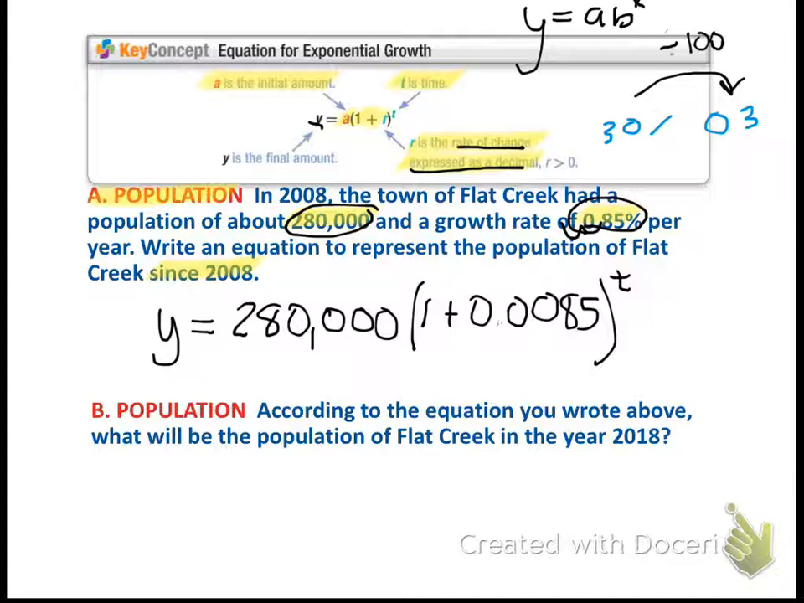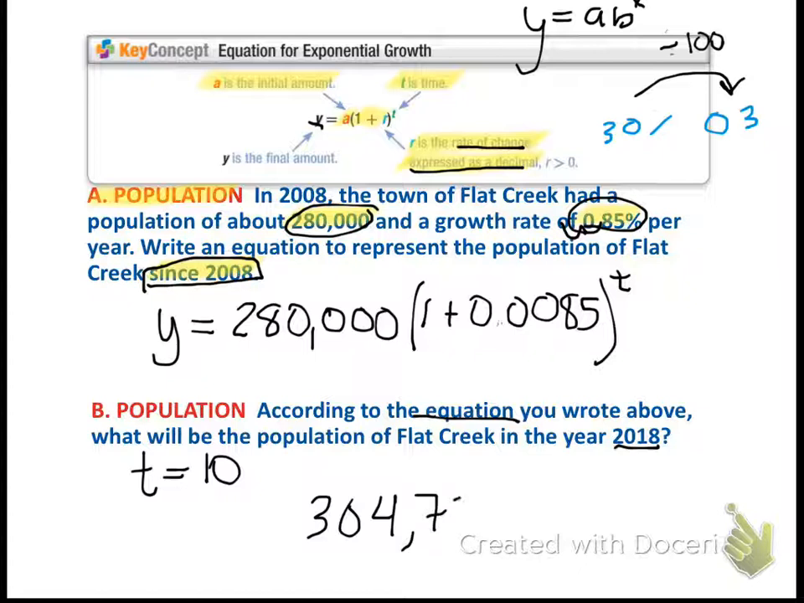Okay, so in part B here, it's asking us to use the equation we wrote to find out the population of Flat Creek in the year 2018. So remember, our equation is since 2008, so that's our year 0. So our t that we're going to plug in is going to be 10, because it's 10 years after. After typing that whole expression into my calculator using 10 instead of t, I get an answer of 304,731.29.